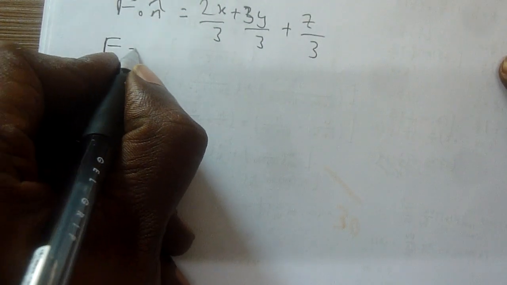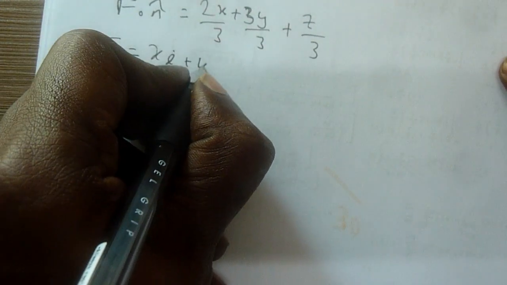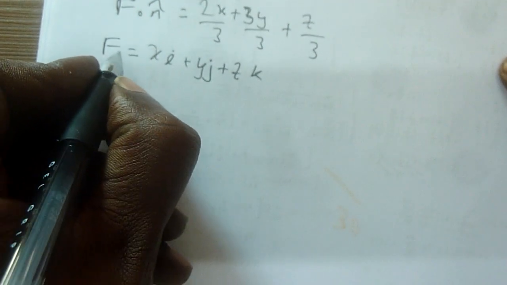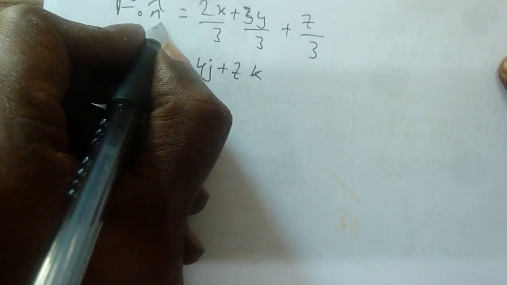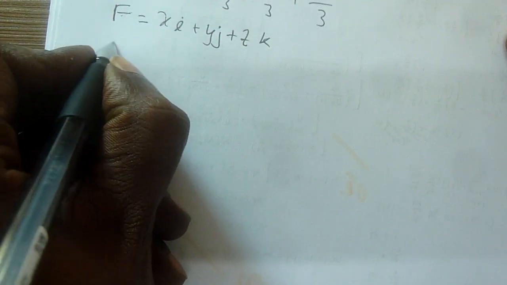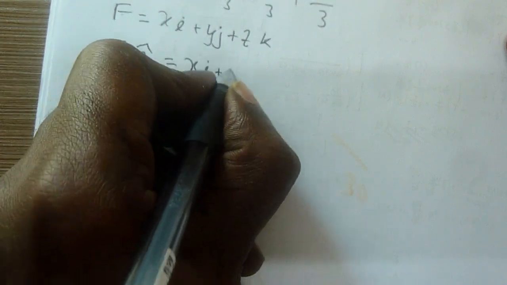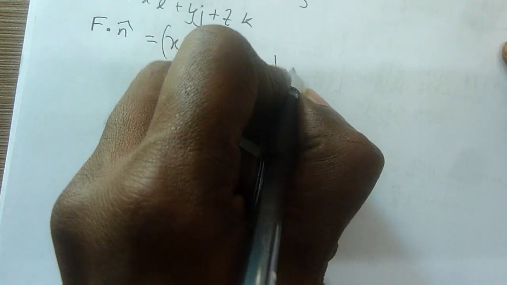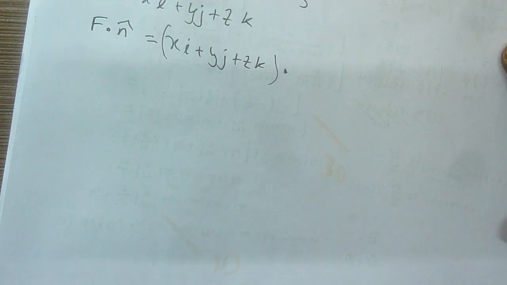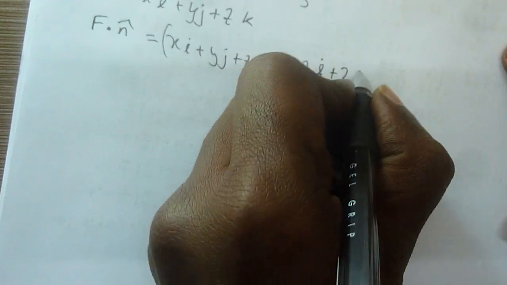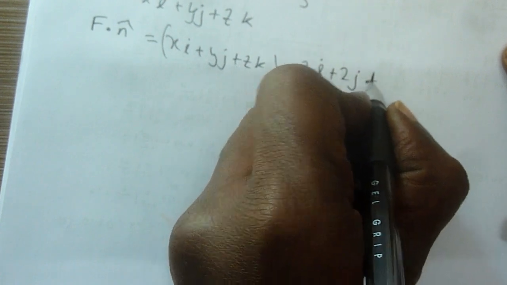F is basically xi yj zk, right? Okay, when I start working on the N here, F dot N means here xi yj zk dot product with N. What is my N anyway? And N I calculated as 2i 2j plus k.